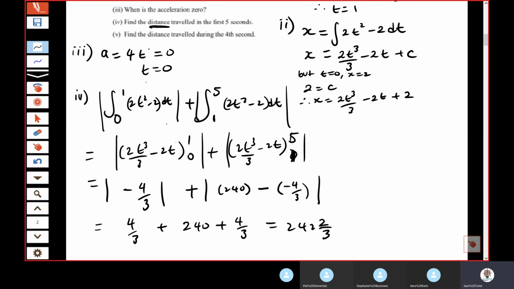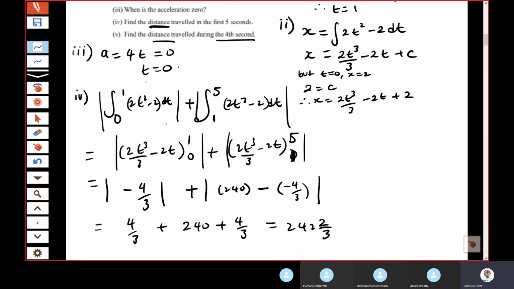All right, and then part V, find the distance traveled during the 4th second. What does that mean? 4th second. So that would mean find the distance traveled up to the 5th second, which we did, and the distance traveled up to the 4th second, and then subtract. Do we get that? So it's find the distance traveled just during the 4th second.